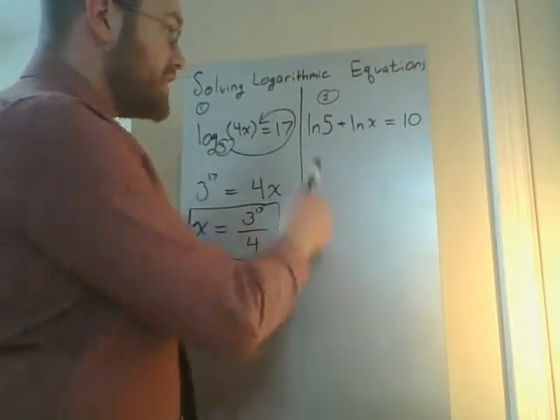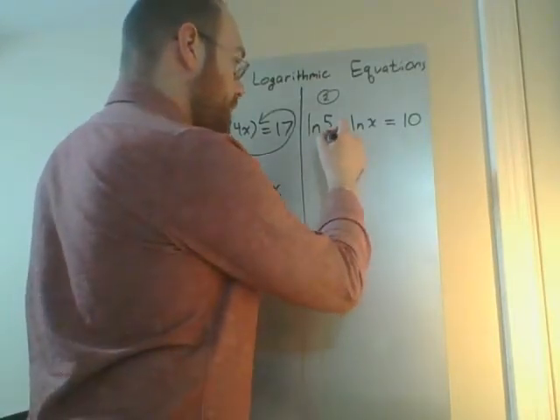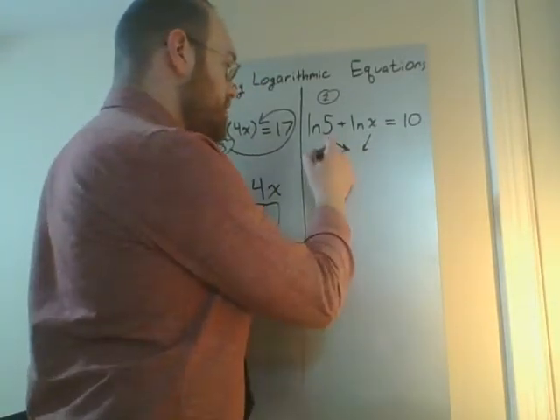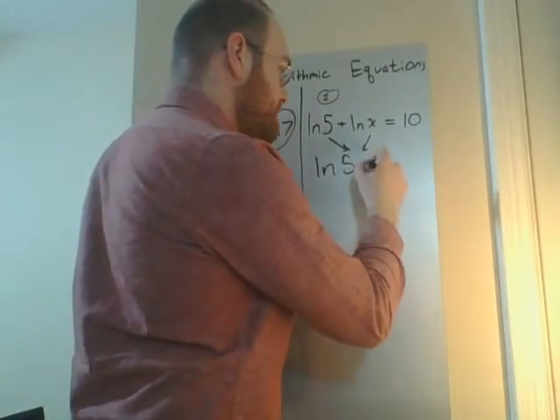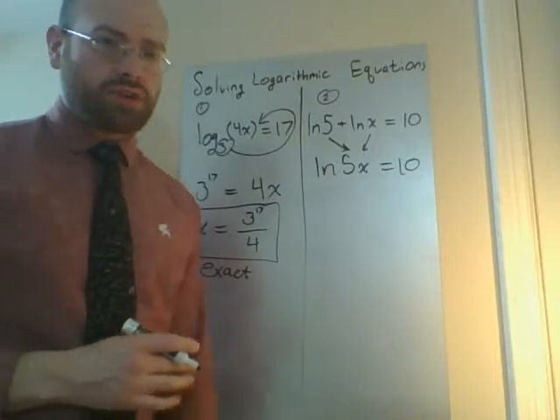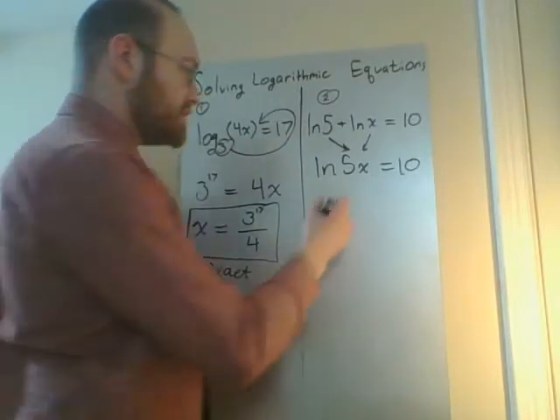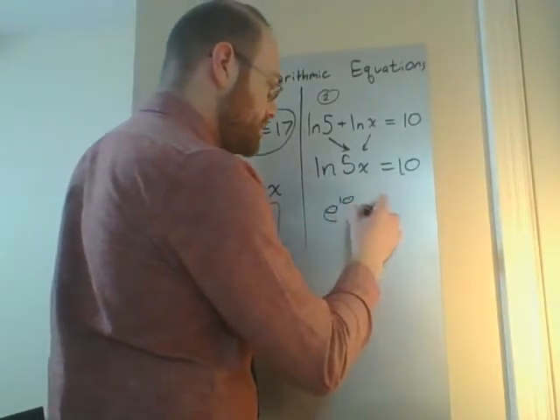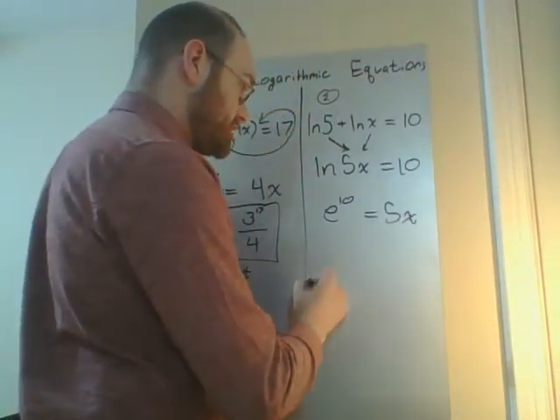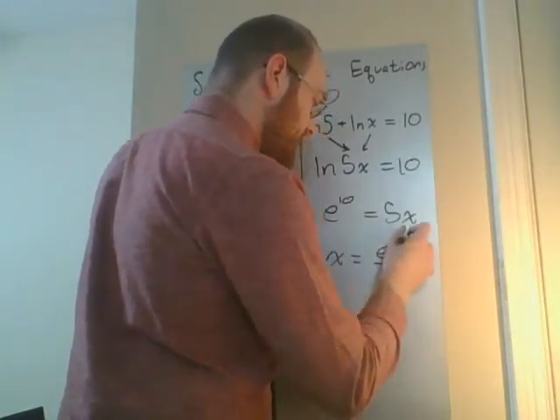Now hopefully you remember that when we add two logarithms together, we can condense them by multiplying their interiors, what we like to call the argument of a logarithm. And so we have the natural log of 5 times x equals 10. Now what is the base of the natural log? Hopefully you've been thinking of the letter e, which is really a number in this case. So we have e to the power of 10 is equal to 5x. And so to solve for x, we divide both sides by 5. So x is equal to e to the power of 10, all divided by 5.